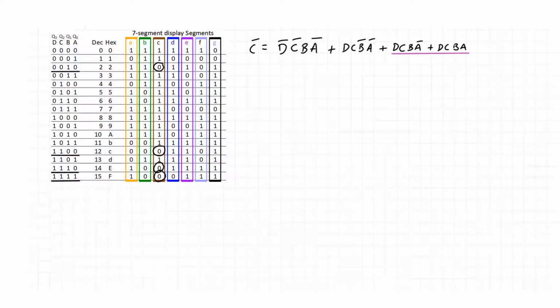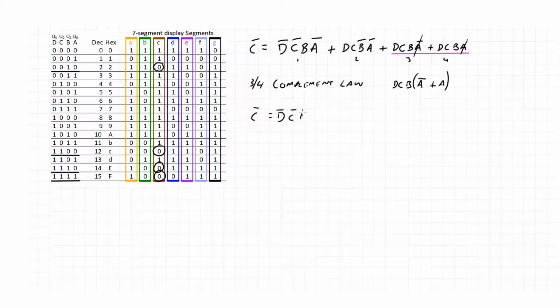So I'll highlight them, number them. So terms 3 and 4, complement law, because they both have DCB and they have A or not A. So the value of A doesn't matter because both terms are true. So A is redundant through the complement law.